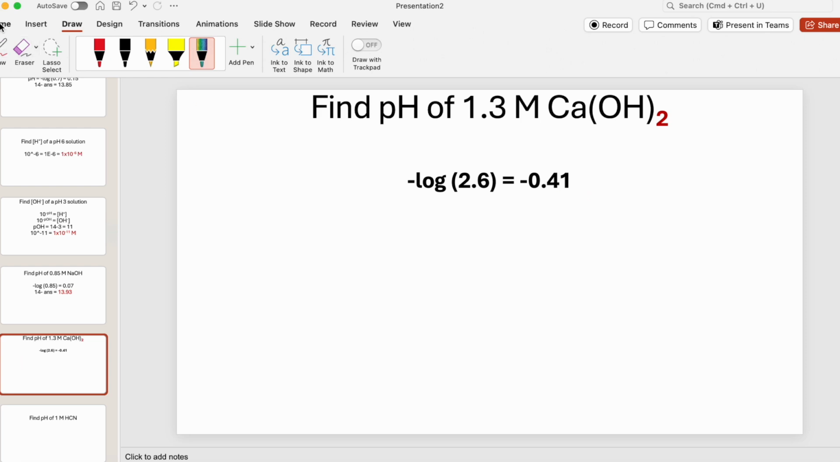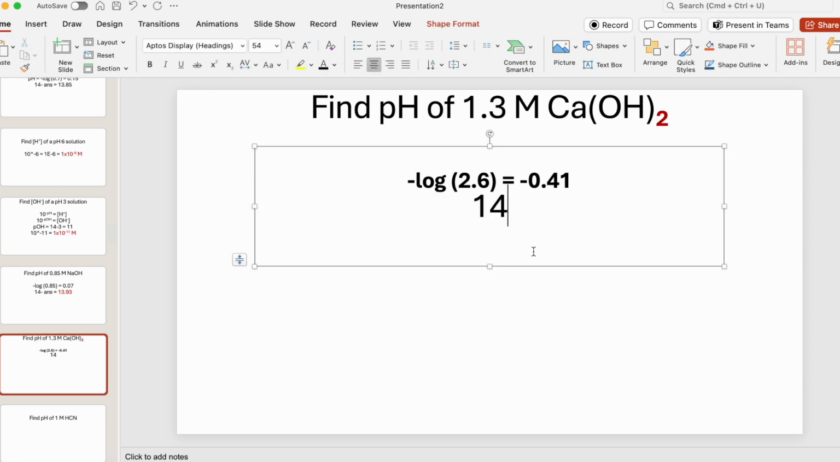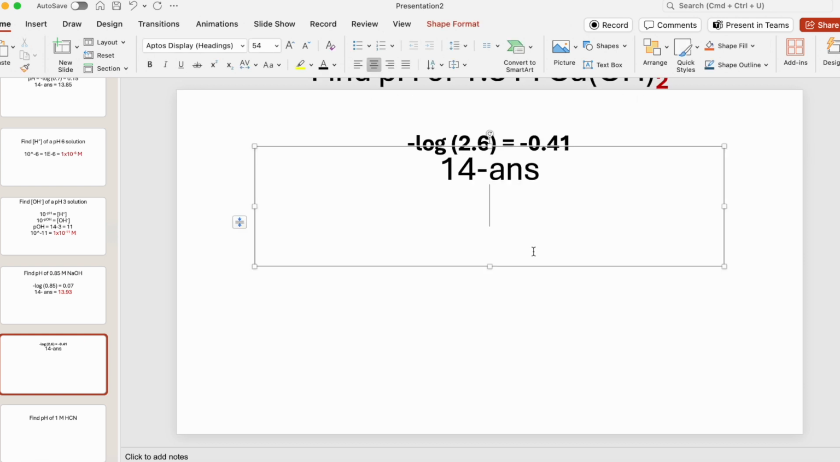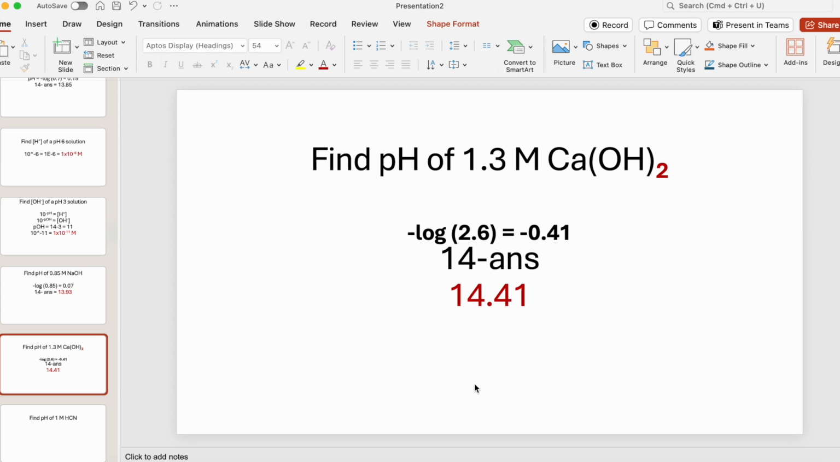So what's my last step? Well, I've got to do 14 minus the answer. 14 minus the answer is actually going to give me a pH value that's bigger than 14. You can do that. You're not going to see it very often, but this pH is 14.41. So there you go. All right, so that's pretty much it for the strong acids and bases.